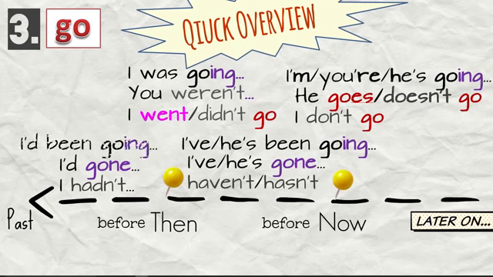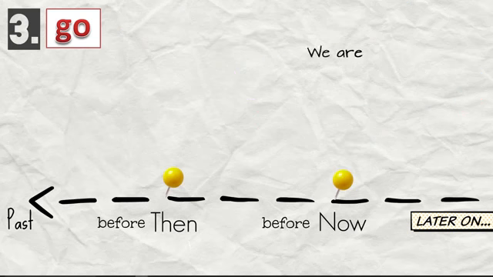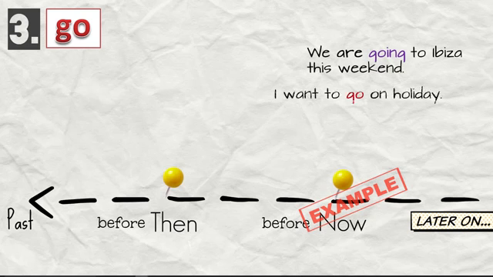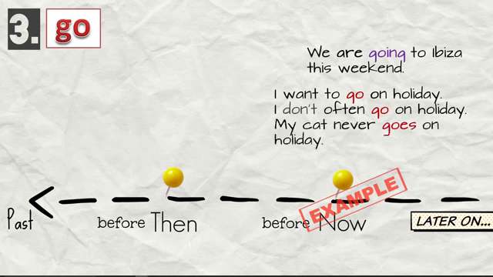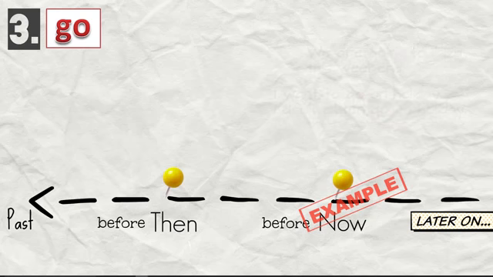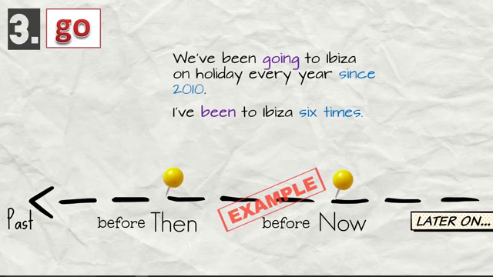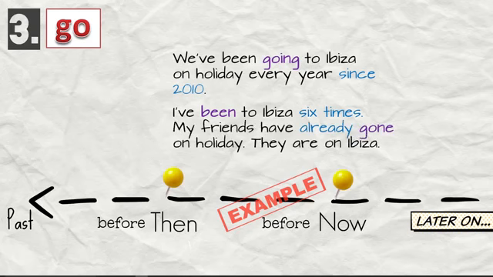So let's have a look at the examples again. We are going to Ibiza this weekend. I want to go on holiday. I don't often go on holiday. My kid never goes on holiday. We've been going to Ibiza on holiday every year since 2010. I've been to Ibiza 6 times. My friends have already gone on holiday. They are on Ibiza. My cat has never been to Ibiza.